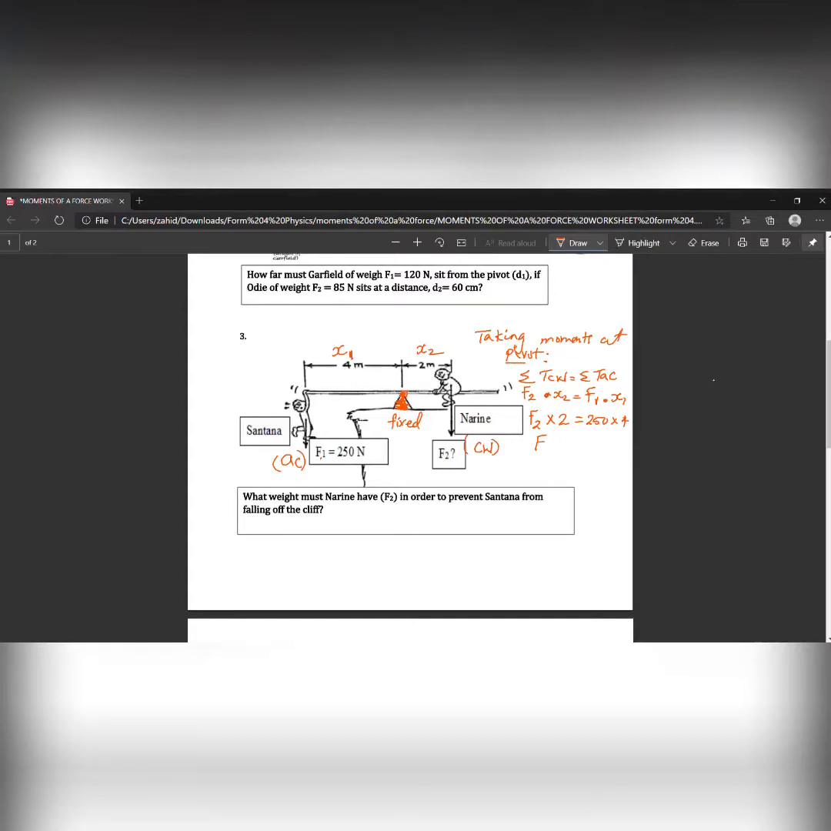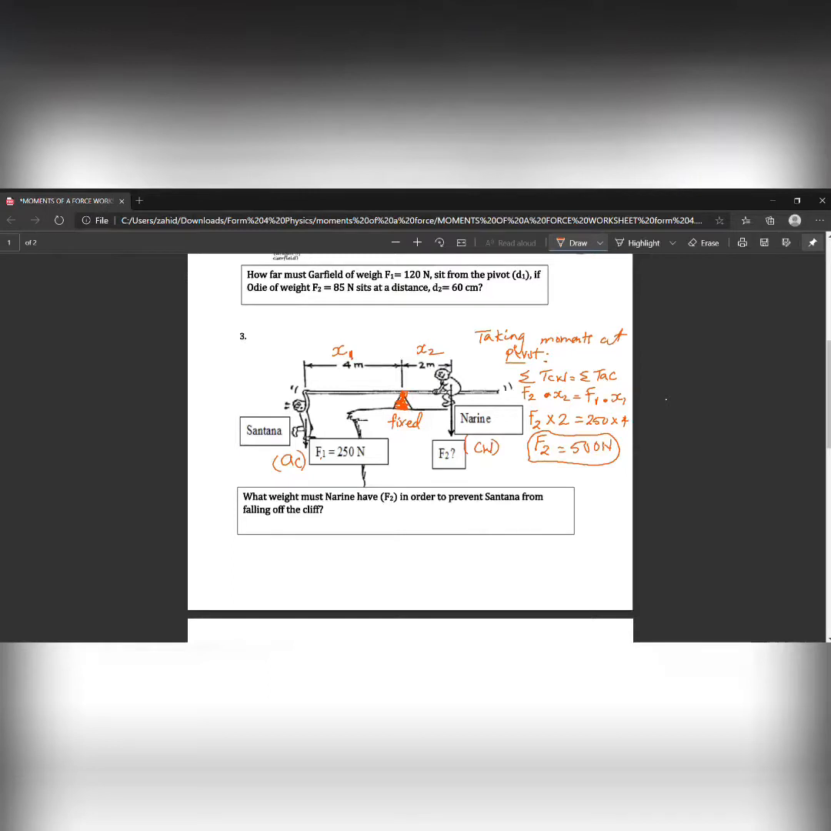Alright, and of course F2 is therefore going to be, if we look carefully, 1000 divided by 2, which is 500 newtons. Now if you look carefully at our distances, it is not something we want to guess, but something you can pinpoint. Santana is 250 newtons. He is 4 meters away from the pivot.